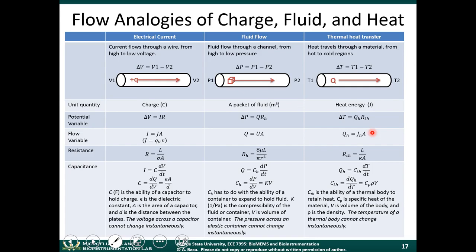Right, so this is your flow variable. Notice the similarities between the electrical and thermal domain. I is equal to J times A. Q_H is equal to J_H times A. So J_H is actually the heat flux, in watts per meter squared. And Q_H is given in terms of watts. And then area is given in terms of meters squared.